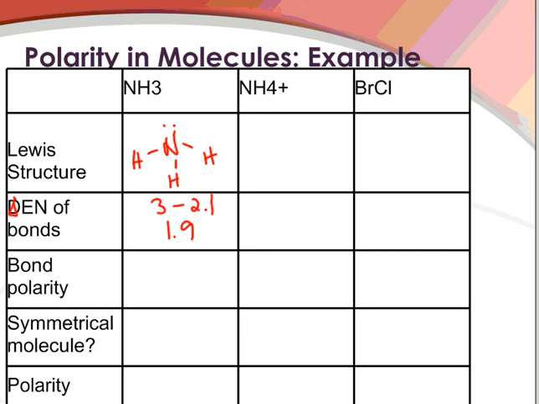get 1.9. Okay, so the bond polarity, that means that the nitrogen-hydrogen bond has a partially negative and a partially positive charge. Sorry, this should be 0.9. I can't subtract today.